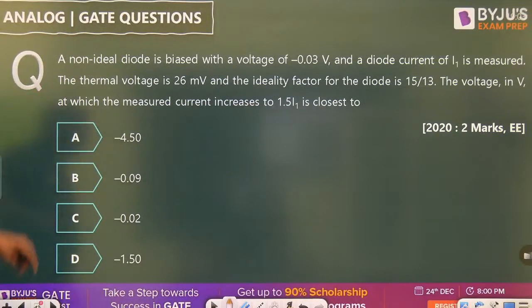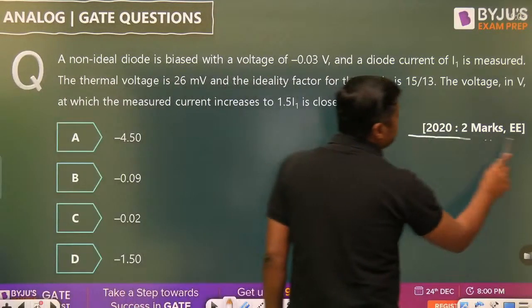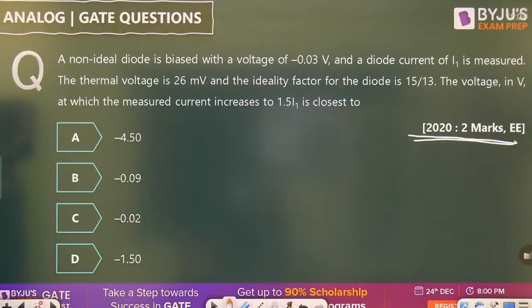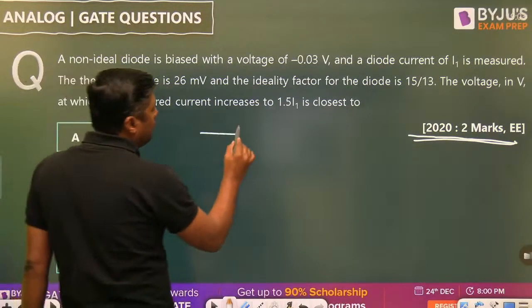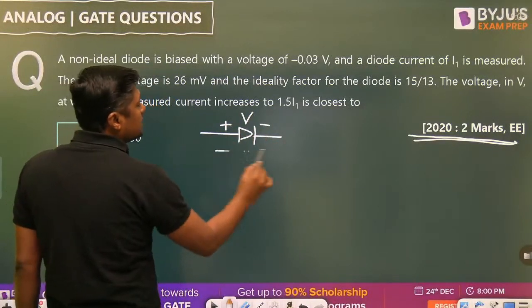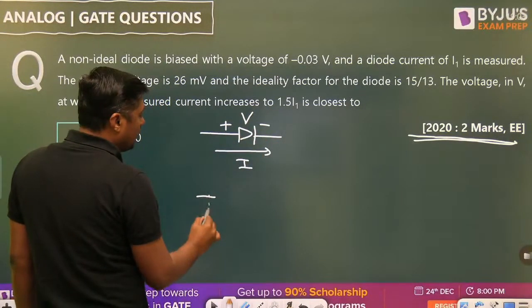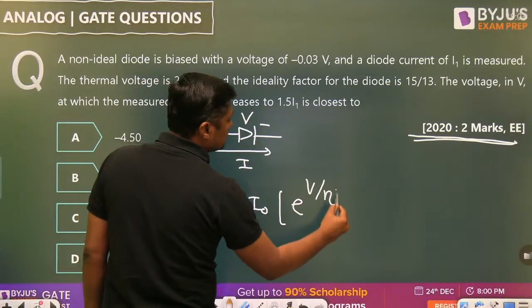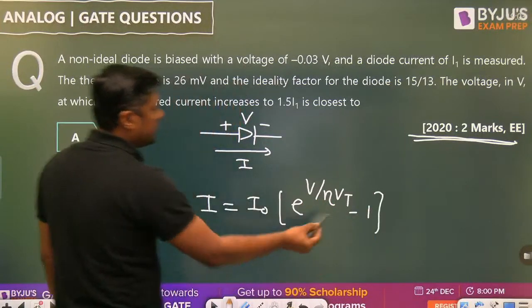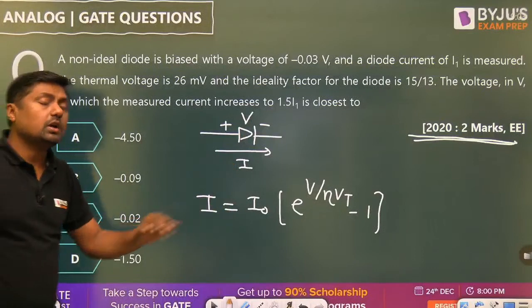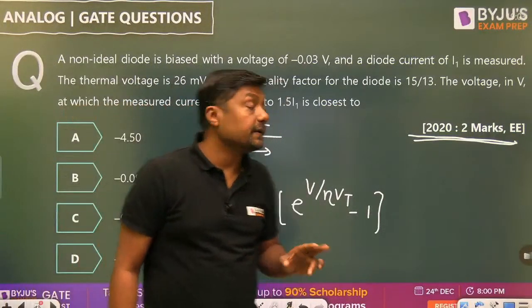Okay, that is again electrical branch, 2 mark question. A non-ideal diode is biased with the voltage of minus 0.03 volt. Always remember, if the diode is given, it is talking about this voltage, and that is the current. And we are having the formula. When this is the plus minus polarity, and that is the I, that is the current through the diode. That is the formula for the diode current.